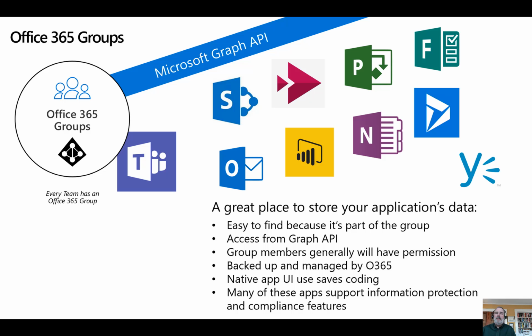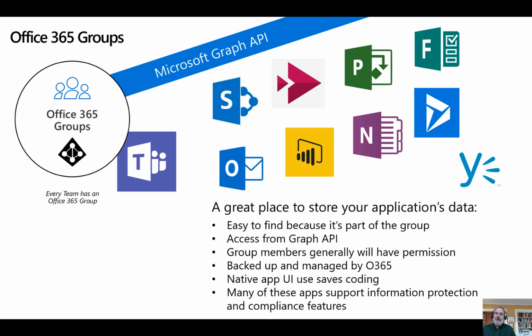The next thing I want to talk about is calling some other APIs, namely the Graph API. As I mentioned, every team runs inside of an Office 365 group. And the group service is an Azure Active Directory based membership service that allows you to maintain a common set of members that work across multiple applications. Applications like Teams, SharePoint, Stream, Planner, Forms, Outlook, Power BI, OneNote, Dynamics, and Yammer. So lots of different things.